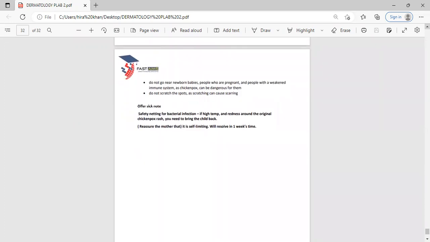Safety net is for bacterial infection, superimposed bacterial infection. So say if he develops a high temperature and redness around the original rash, you need to bring the child back. Okay, and reassure the mother that it is a self-limiting disease and will resolve within 1 week. That's it. Then offer leaflets.